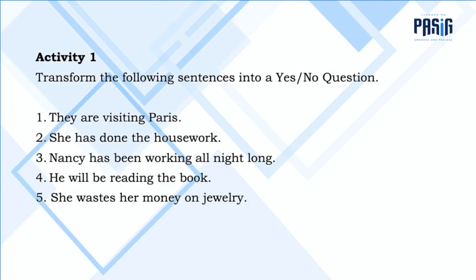The following are more exercises to help you understand the lesson better. Activity 1. Transform the following sentences into a yes-no question. Number 1. They are visiting Paris. Number 2. She has done the housework. Number 3. Nancy has been working all night long. Number 4. He will be reading the book. Number 5. She wastes her money on jewelry.